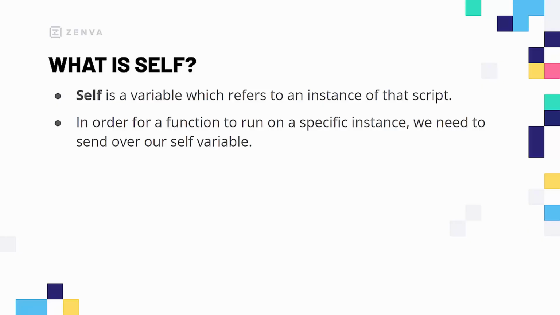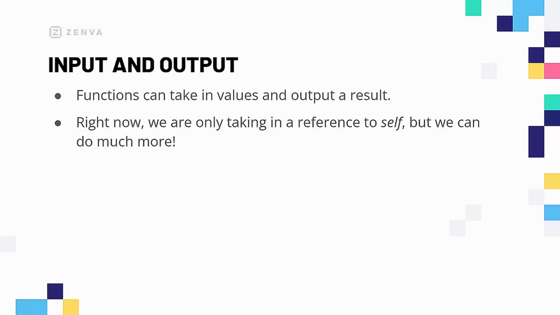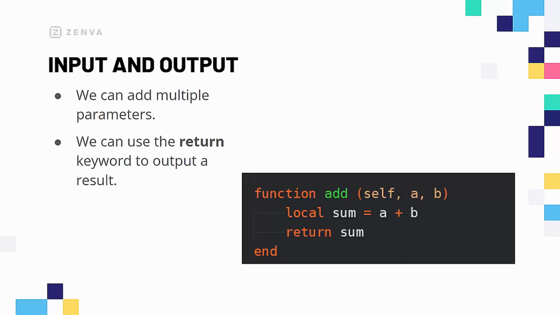Now, another great thing about functions is that they can have both inputs and outputs, okay? They can take in values, such as parameters, and then output a result. So right now, we are only really taking in a reference to self, but we can do a lot more than that. In this example right here, I have a function called add, okay? And we have, of course, our self parameter, but we've also got two more parameters separated by commas, okay? A and B. Now, these are basically variables that we can then use inside of our function.